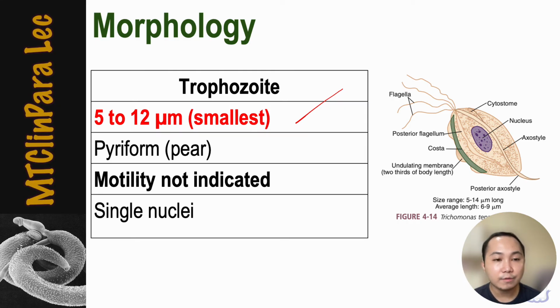So at around 5 to 12 micrometers, and they are still pyriform in shape with motility not being described in the books. And it contains a single nucleus, usually located at the center of our flagellate. And take note of the undulating membrane with 2/3 of the body length. So as you can see, the undulating membrane almost covers the whole body of the parasite.